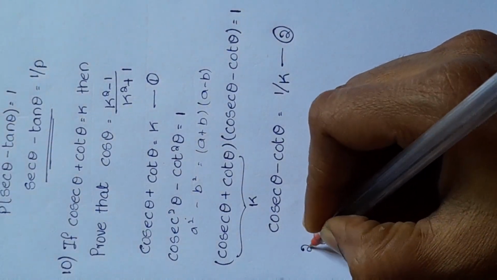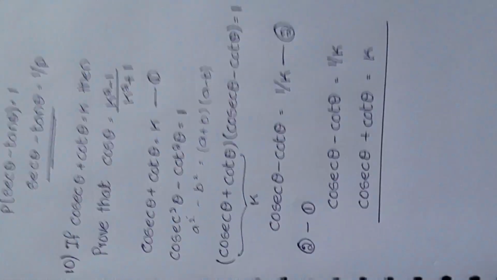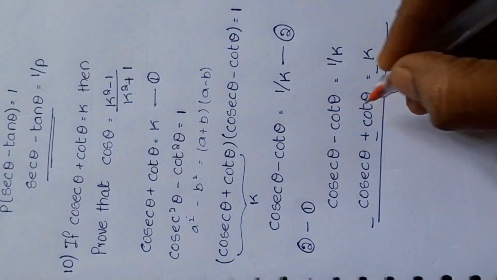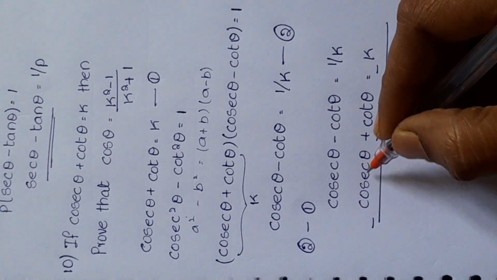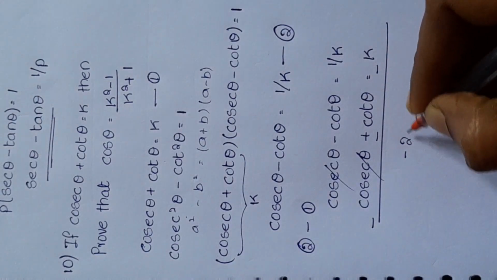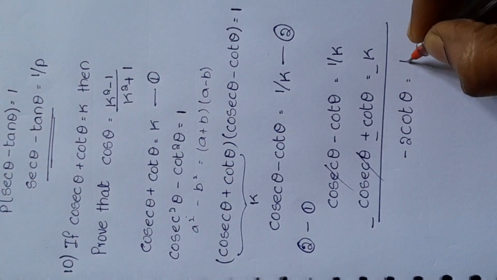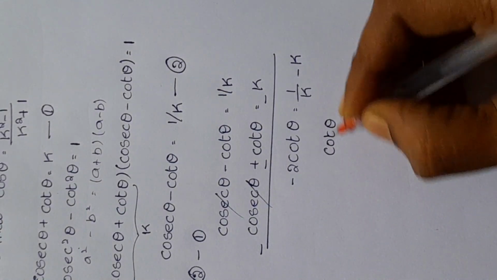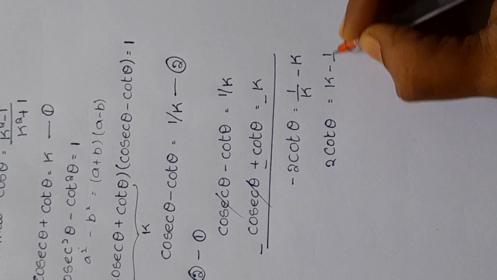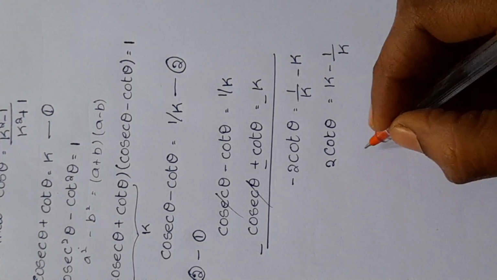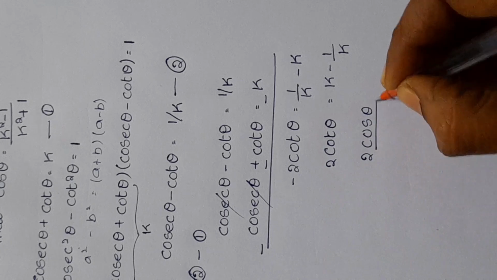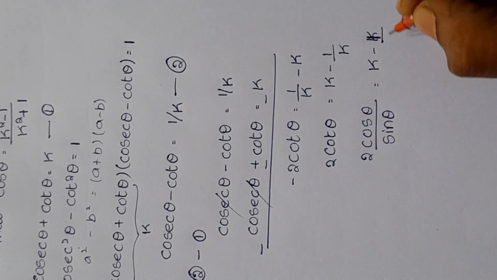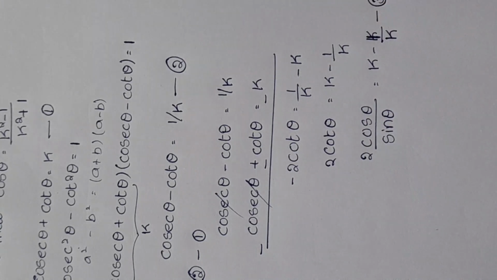Now let us subtract first equation from the second equation. Minus, minus and minus. Here cosecant theta and minus cosecant theta get cancelled, and this becomes minus 2 into cot theta is equal to 1 by k minus k. Removing the negative sign, this becomes 2 cot theta is equal to (k square minus 1) by k. Cot can be written as cos by sin. So 2 cos theta by sin theta is equal to (k square minus 1) by k. Let it be the third equation.